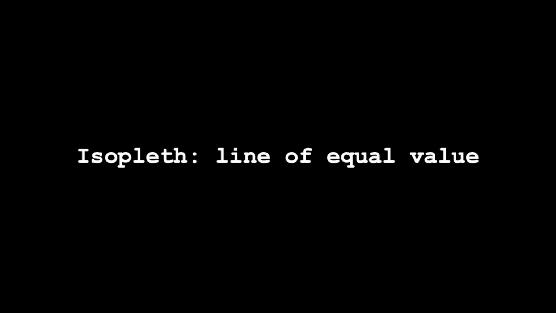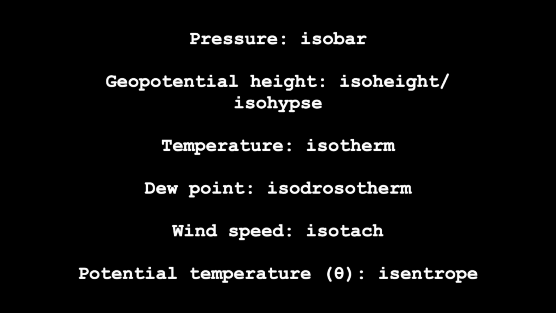Contour analysis involves drawing isopleths on a map. An isopleth is a line of equal value, so every point along a specific isopleth is the same value. Now, there are several different types of isopleths that you'll often see in weather map analysis.